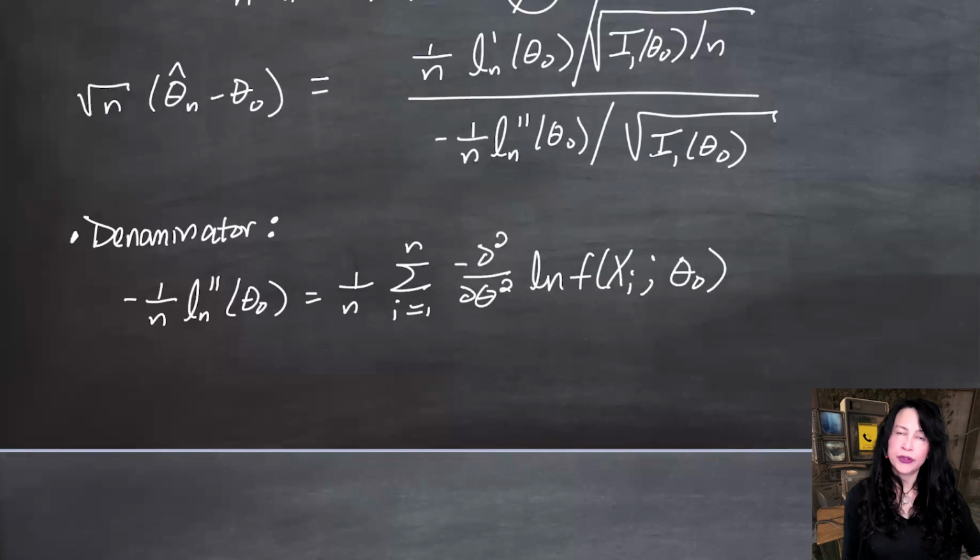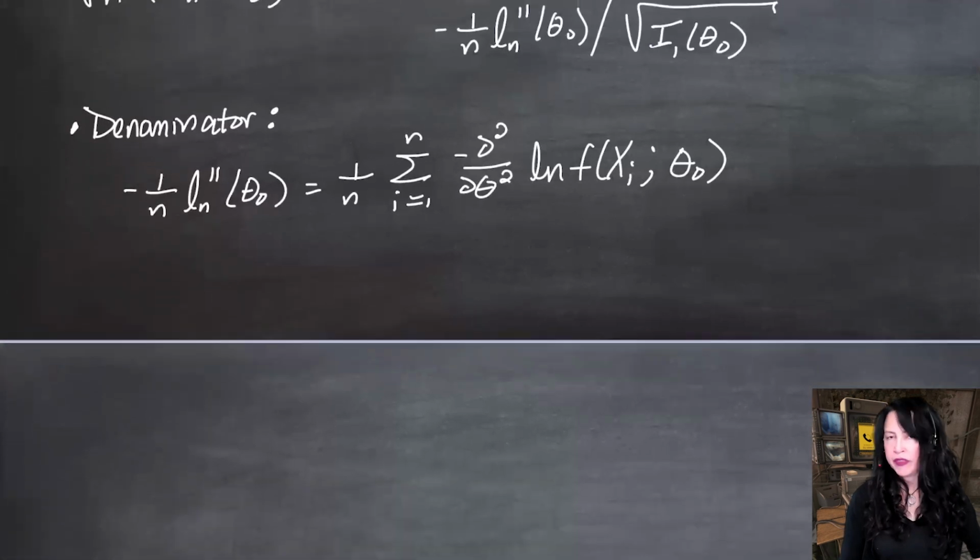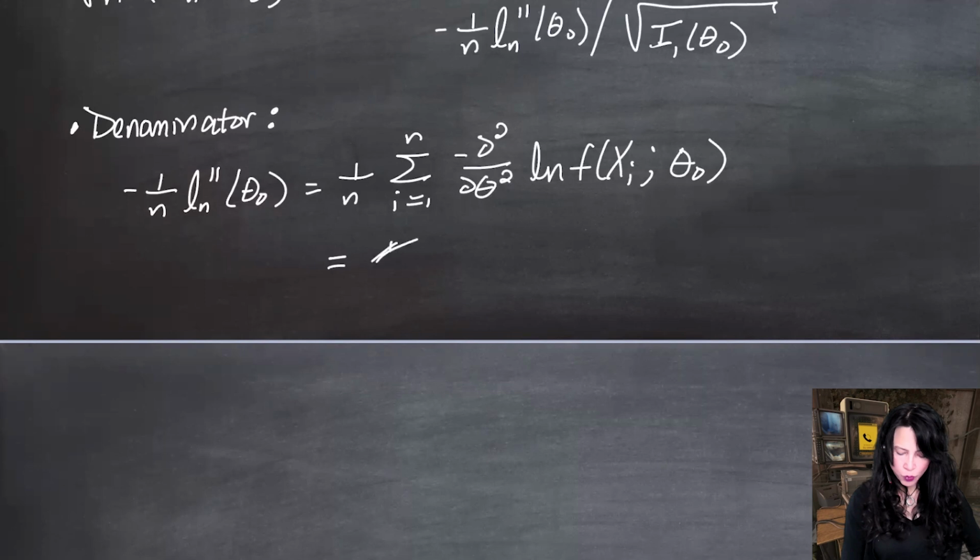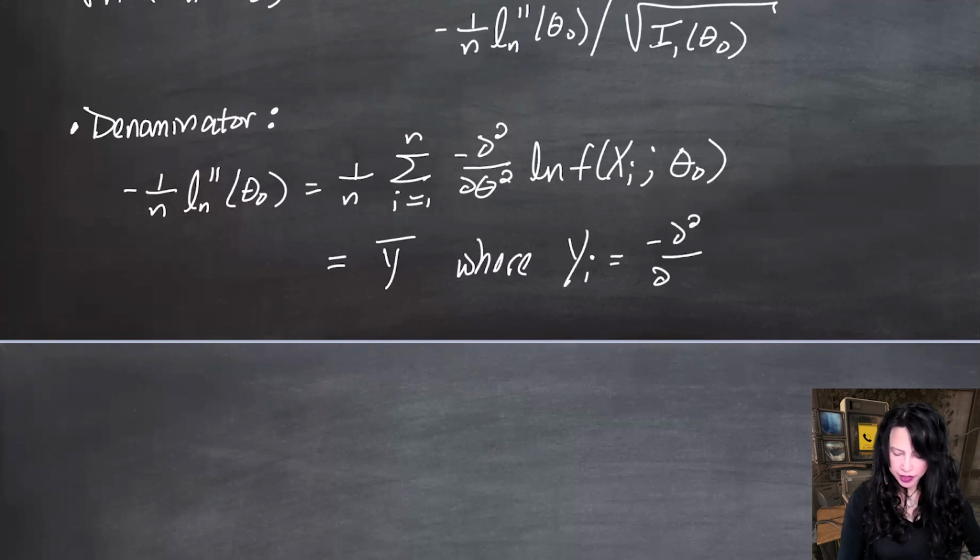This is another sample mean. You see a 1 over n and a sum of n things. But rather than use the central limit theorem here, I'm going to use the weak law of large numbers. So this is like a y bar, where yi is the negative of this second derivative, etc.